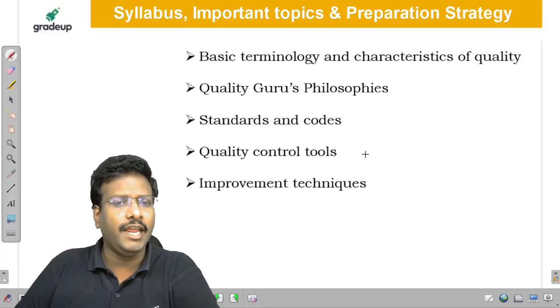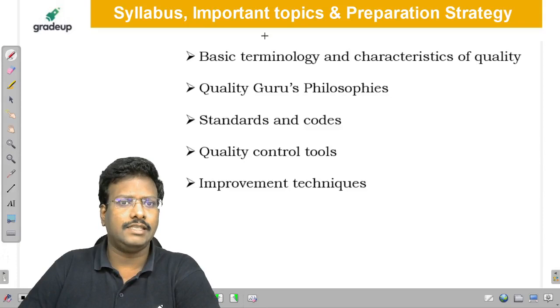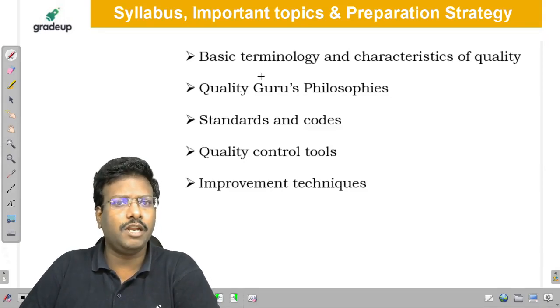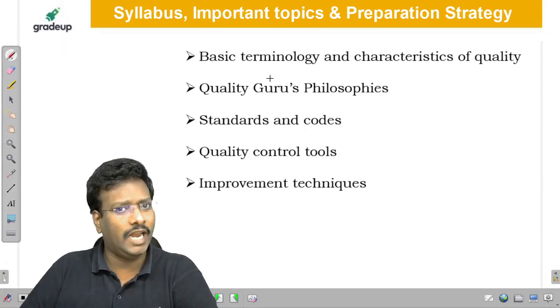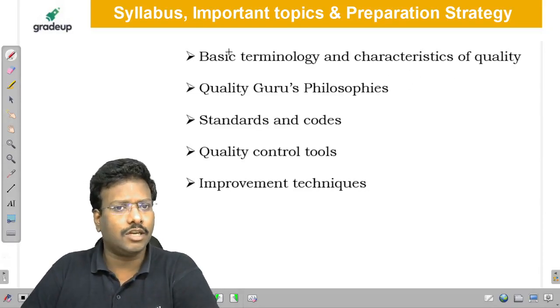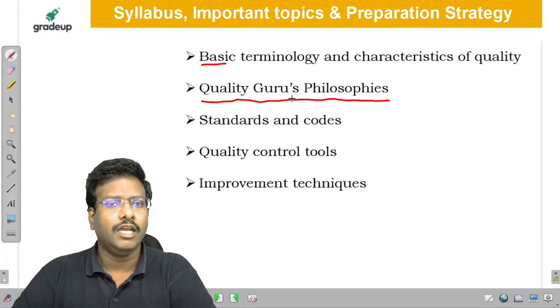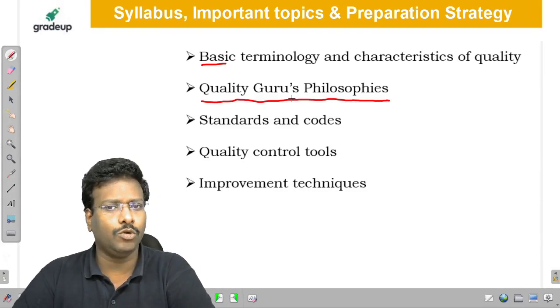The major areas in standards and quality practices: the first one is the basic terminology of quality and its characters. They are giving questions from it. Another one is quality gurus' philosophies, because so many people contributed their research work as well as their knowledge in order to know how to measure quality and how to improve it. All these things come under quality gurus' philosophies.